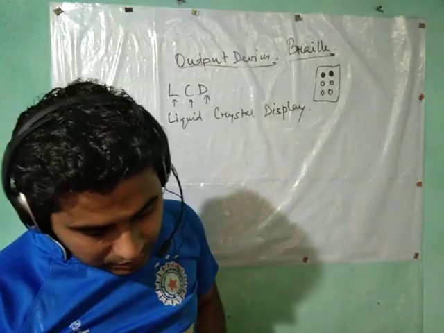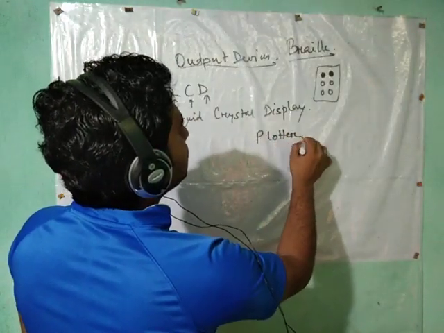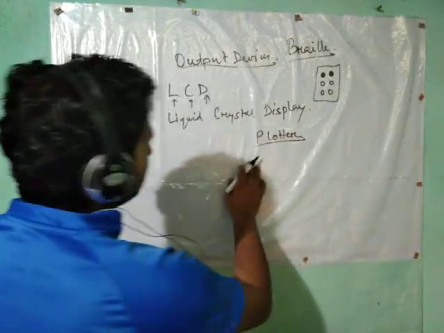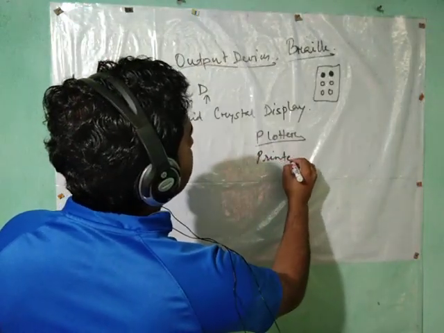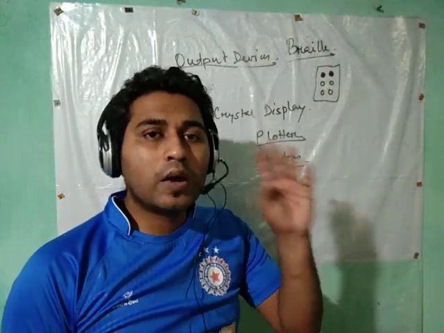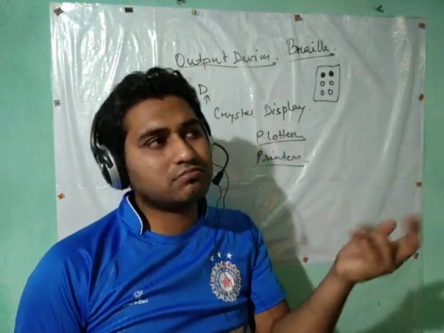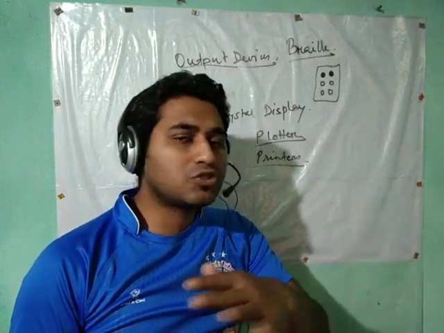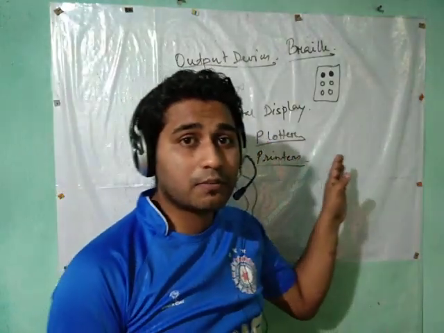Now plotter. What is a plotter? A plotter is also a printer, actually a special type of printer. You will get all these things inside the book only. Plotters are nothing but a special type of printer. What special type? Where graphs, data tables, any other data, all types of graphics can be easily printed.